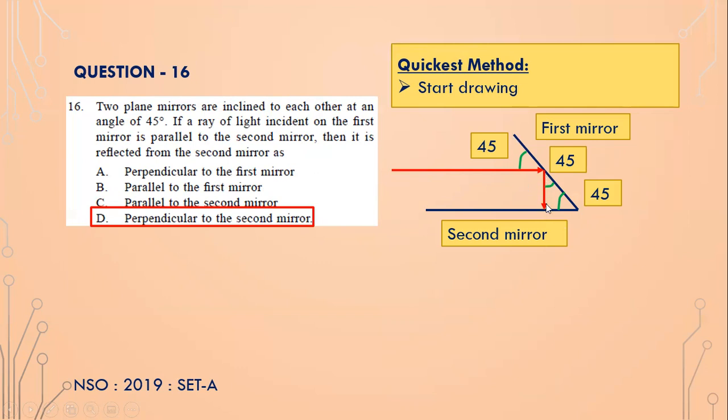This ray, the incident ray on the second mirror, will be exactly perpendicular, and the reflected ray also will be exactly perpendicular, isn't it? So it is reflected from the mirror as perpendicular to the second mirror. So the incident and reflected ray will be perpendicular to the second mirror.